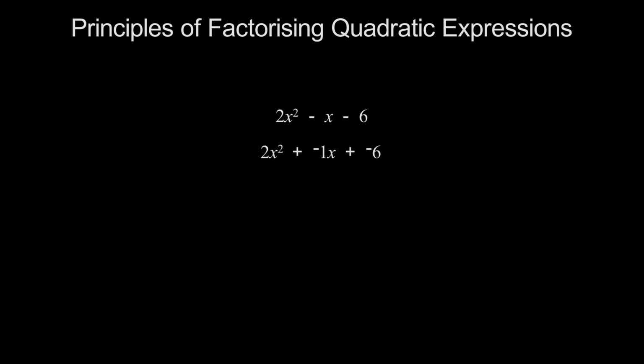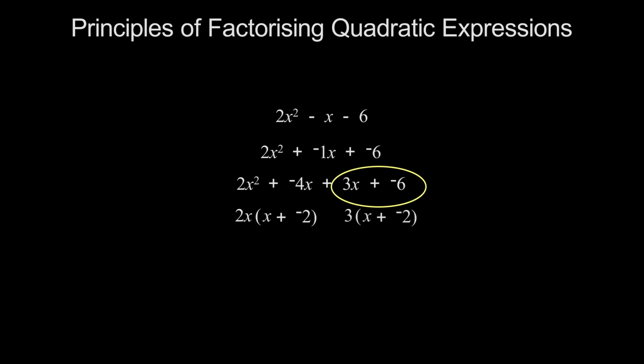We now find two numbers whose product is -12 and sum to -1. The systematic process of finding these numbers reveals them to be -4 and +3. The original term in x is partitioned into -4x + 3x. The first two terms have the common factor 2x and can be factorised to 2x(x + -2). The last two terms have the common factor 3 and can be factorised to 3(x + -2).